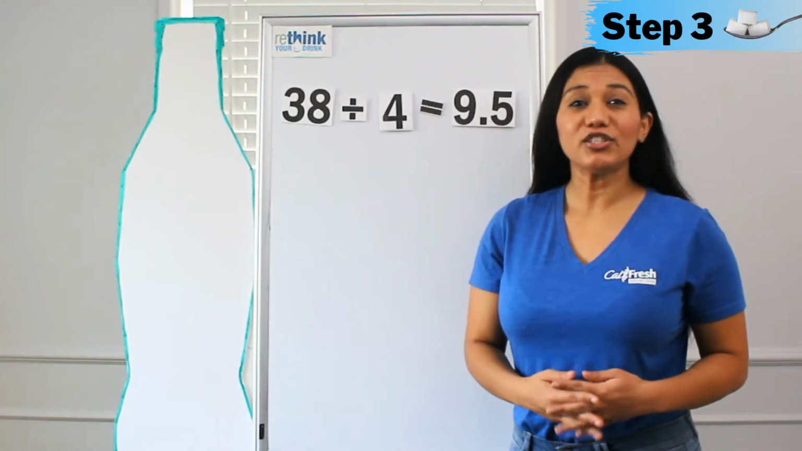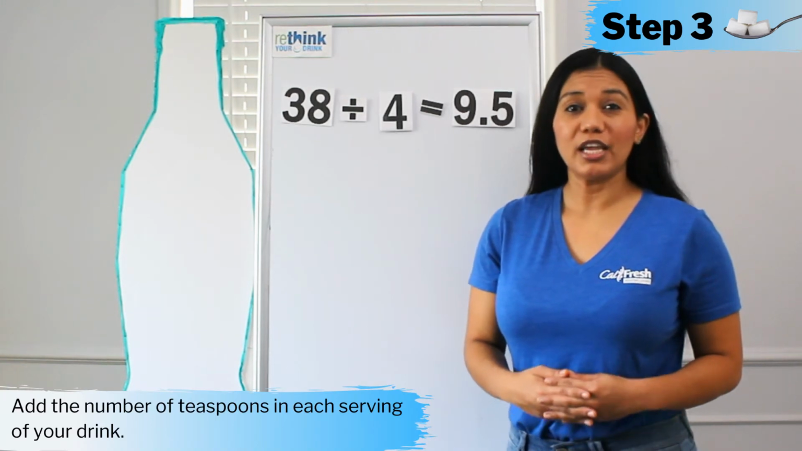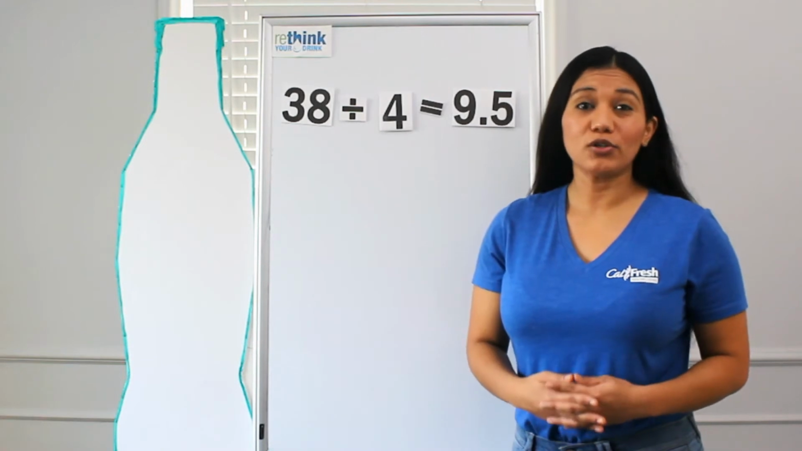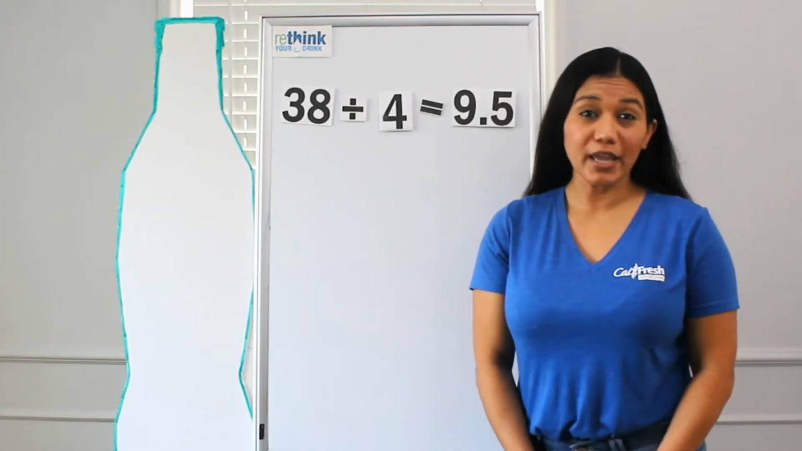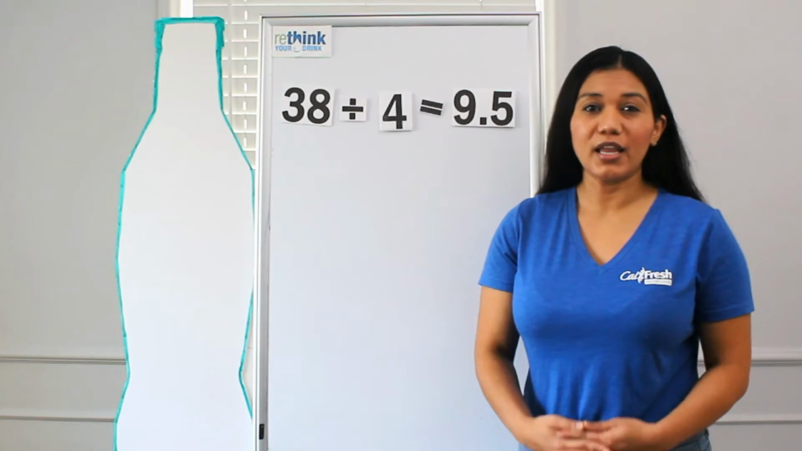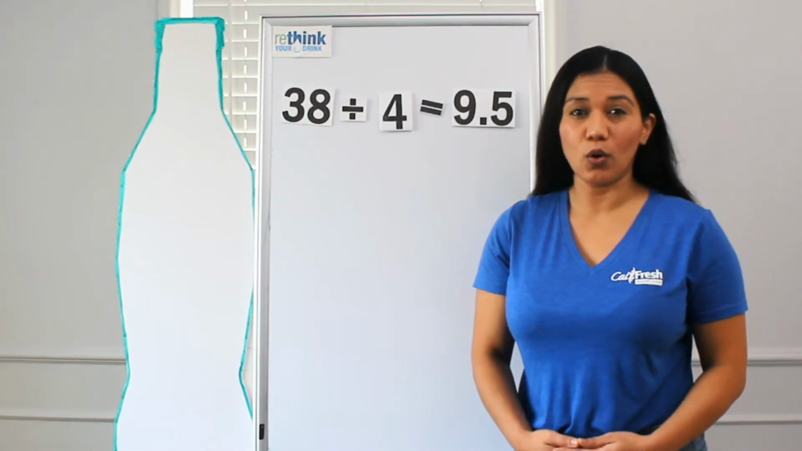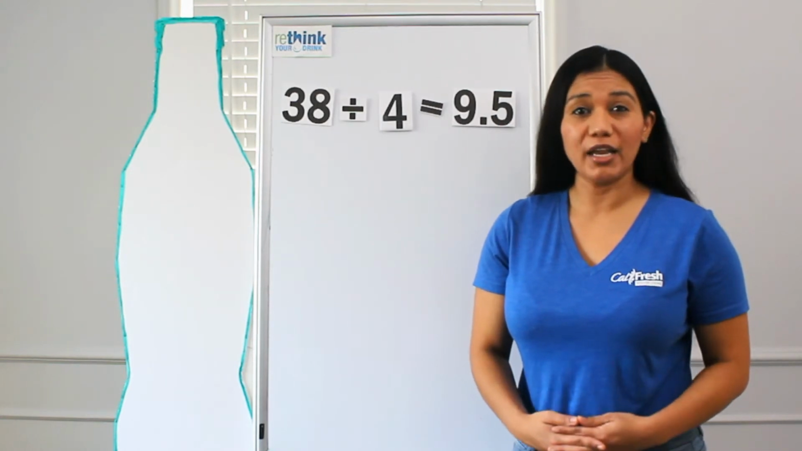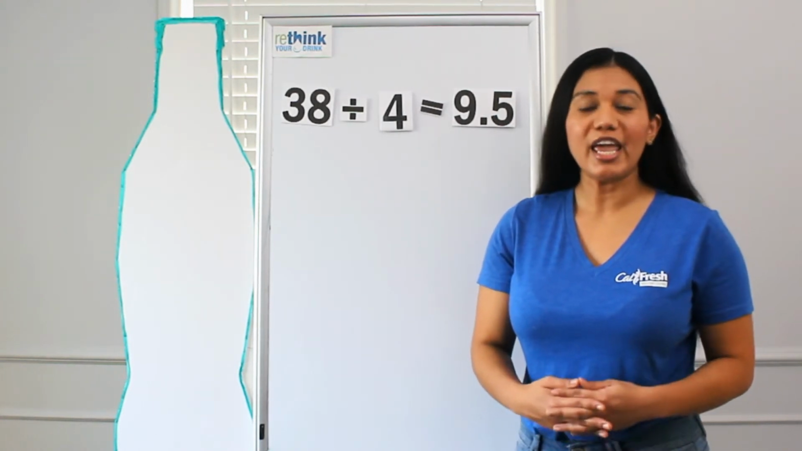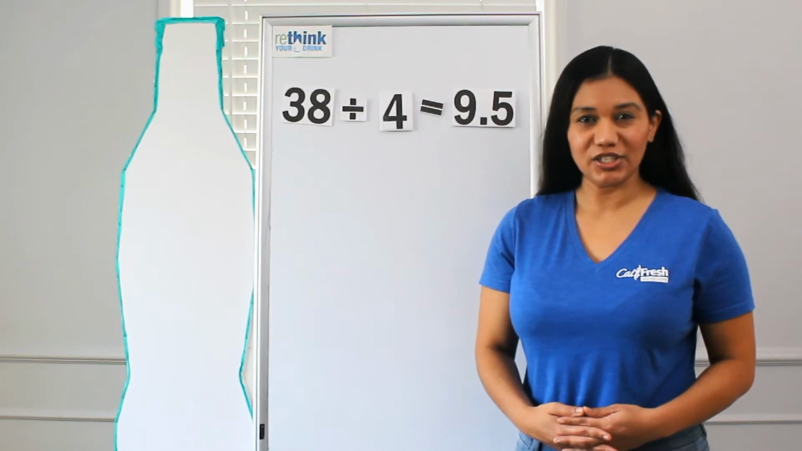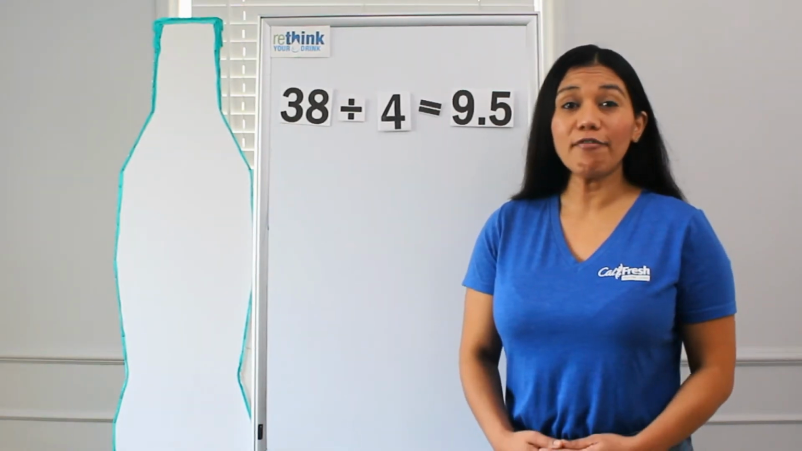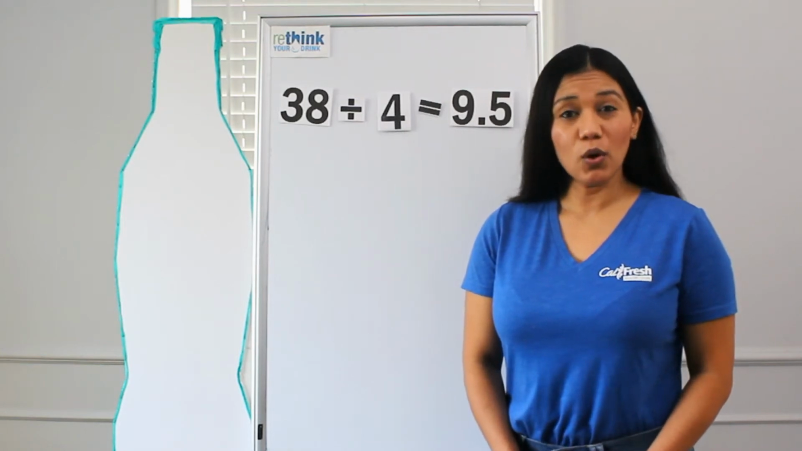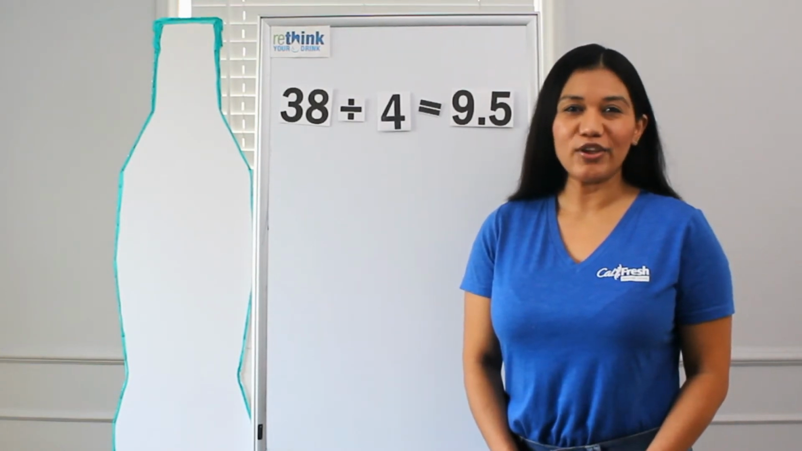Step 3 is to add the number of teaspoons in each serving of your drink. If you watched the 4 tips to rethink your drink video, you remember that multiplication was used to find the total number of teaspoons of sugar for the whole container. Today, I want to show you that you can also find the total number of teaspoons of sugar in a drink using addition. To know if you have found the total number of teaspoons of sugar in your drink, you have to know how many servings there are in your drink.